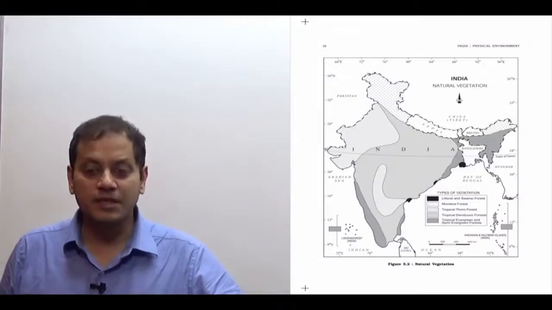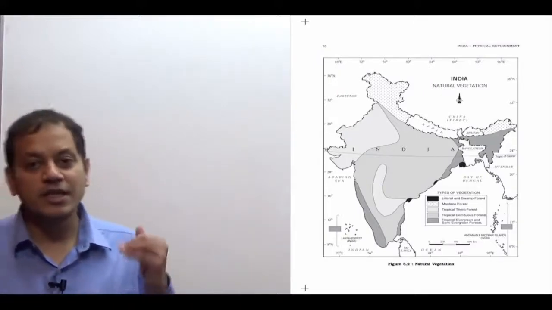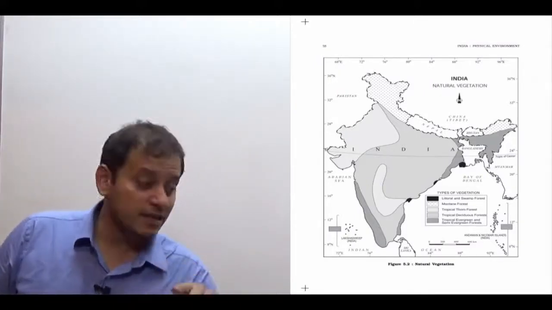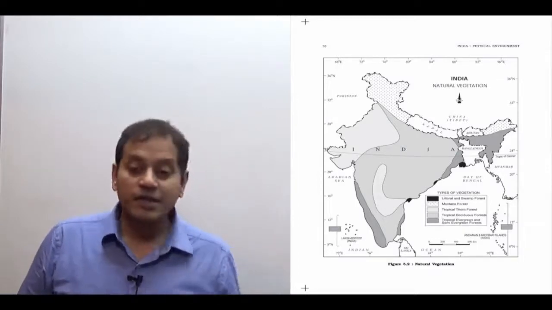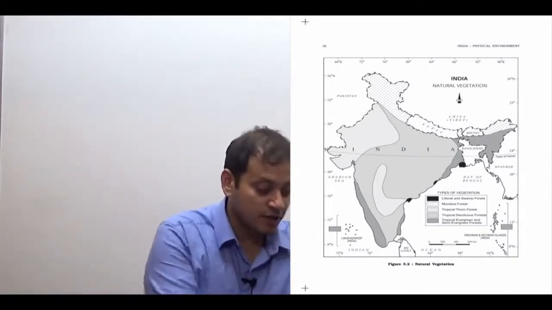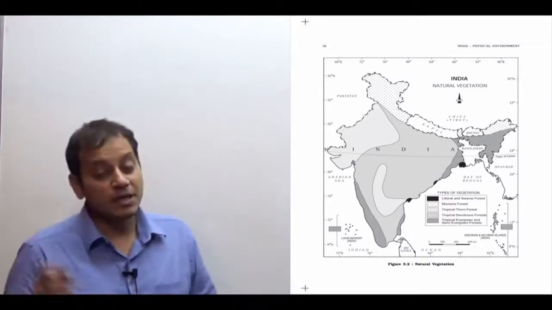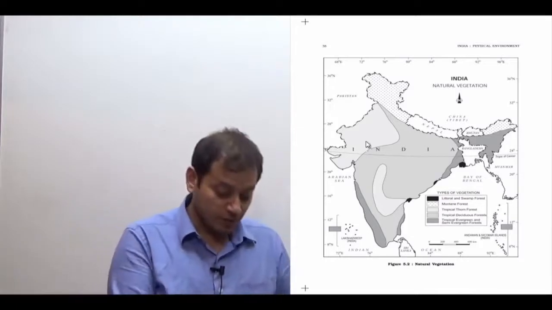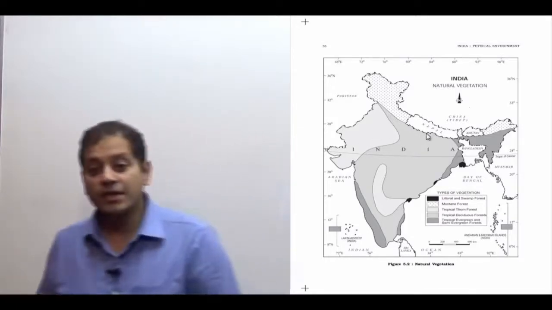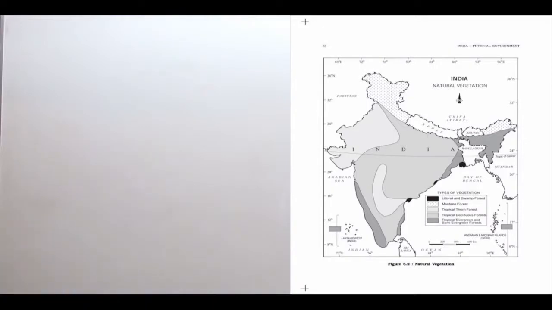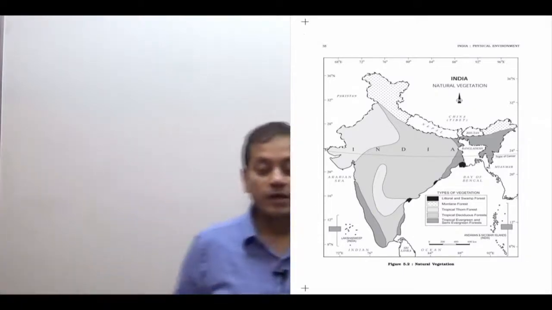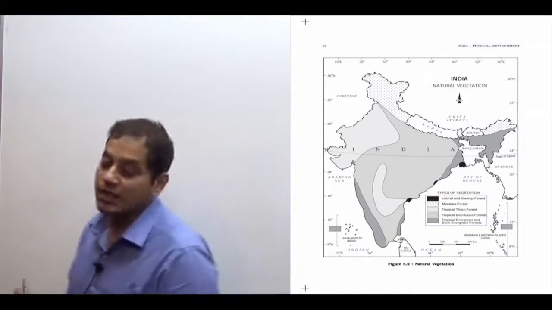I will start by repeating what we did in the previous lecture: the natural vegetation in India consists of tropical evergreen and semi-evergreen forest. Then it consists of the tropical deciduous forest, which includes dry deciduous and moist deciduous regions. Then it includes tropical thorn forest, which comes in both parts. Then it includes mountain forest and littoral and swamp forest. So this is the general idea of the natural vegetation in India.